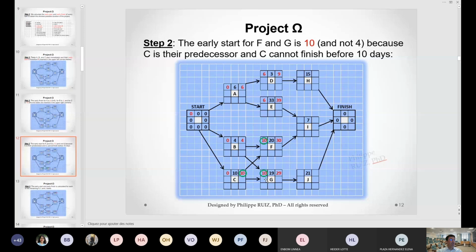Same for G. G has two antecedents, B and C. You can see there are two arrows here. So G has to wait until C is finished. B will be finished way before, and it will start on day 10.